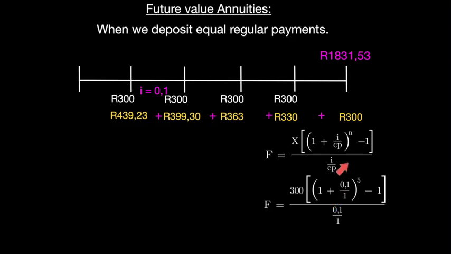And then to figure out how many deposits we actually had to make, we're going to take the years, which is 5, times the compound periods, which is 1. There we go, and that gives us 5. So n is 5, minus 1.